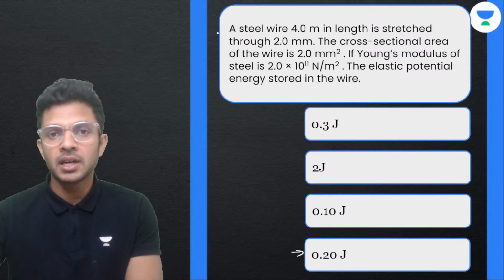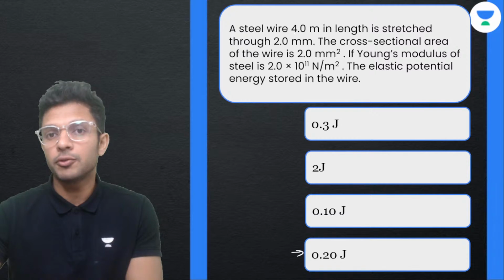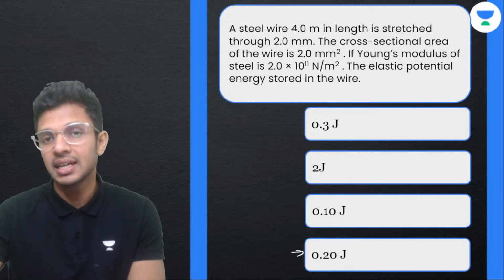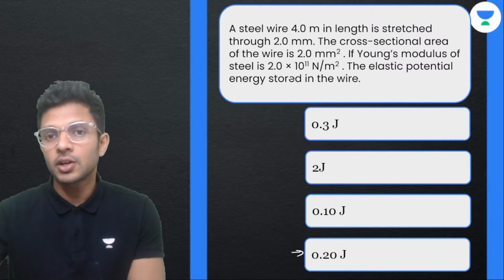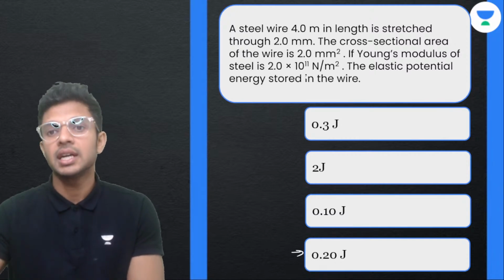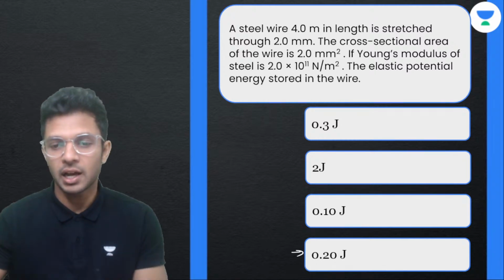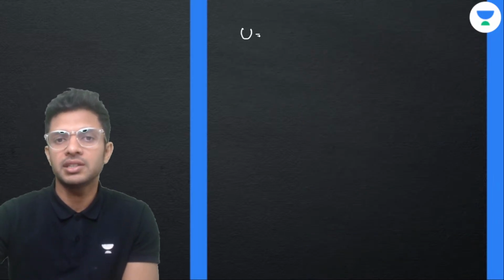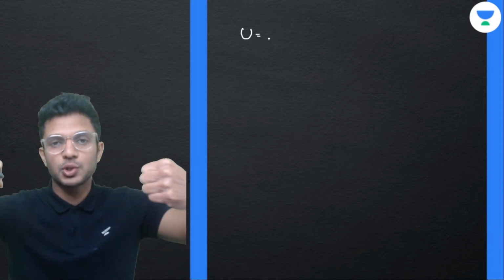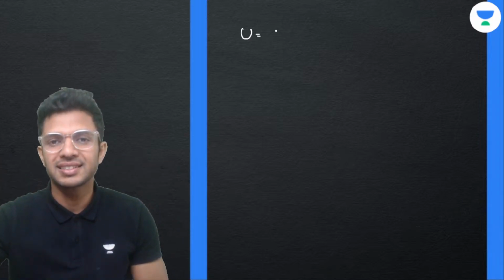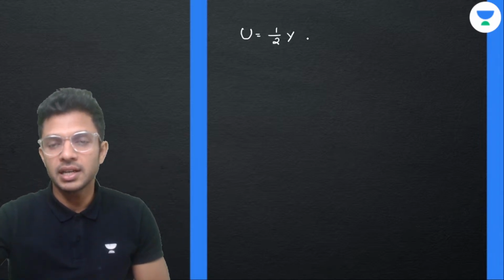देख ले. A steel wire of 4 meter length is stretched through 2 millimeter. Length is given. The increase in length is given. Cross-sectional area is given. If the Young's modulus value is also given, the elastic potential energy stored in the wire. How many of you do remember the formula? We'll write in the next page. How many of you do remember the formula for potential energy stored inside the wire when it is stretched? Formula is half Young's modulus.